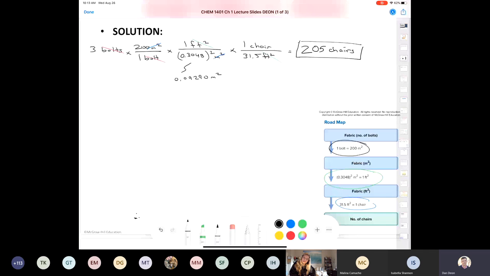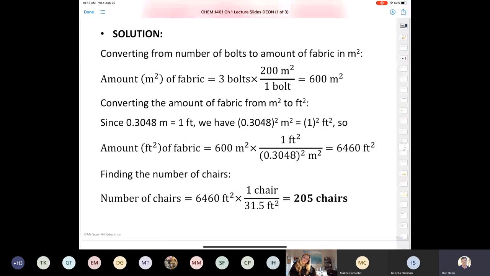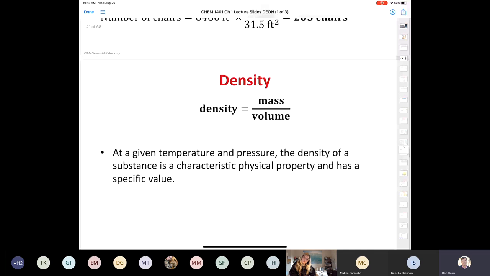All right. And anyhow, if you want to see the solution worked out step by step by step, which is a perfectly legitimate way to do it, I have it in here in my slides for you to look at on your own time. Let's switch gears and talk about density.